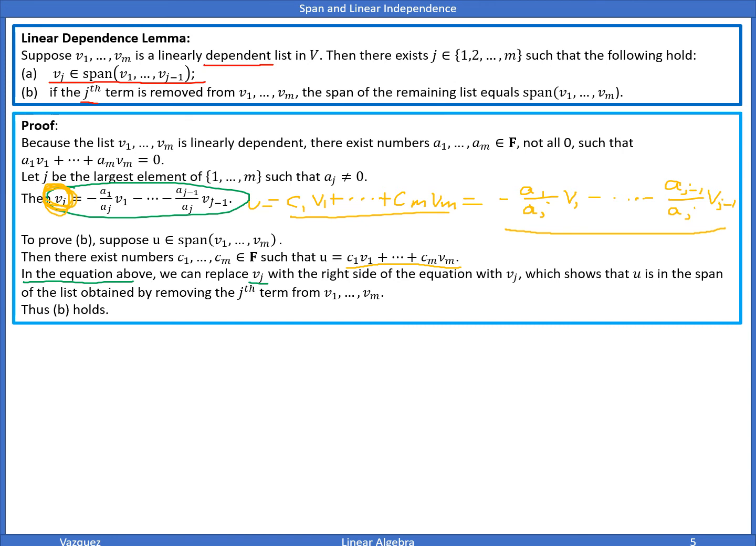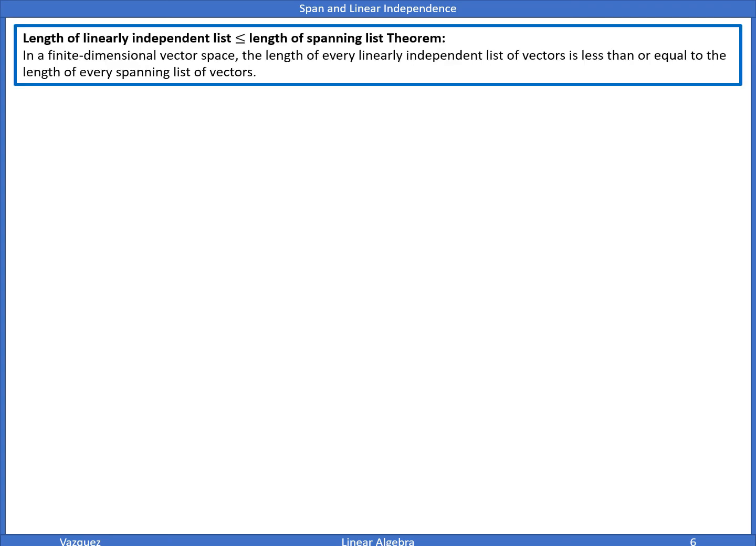Okay, but again, these slides only include a theorem and a proof because they're really important. And this one is probably the lengthiest of those. So if you need to pause, take a break, something, we're going to go ahead and state this theorem.